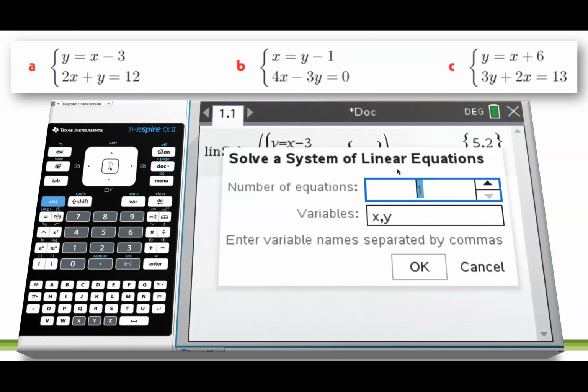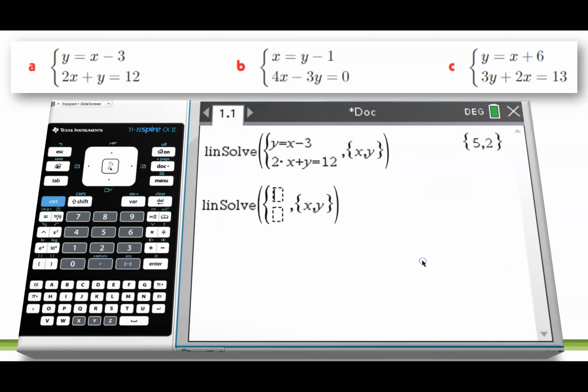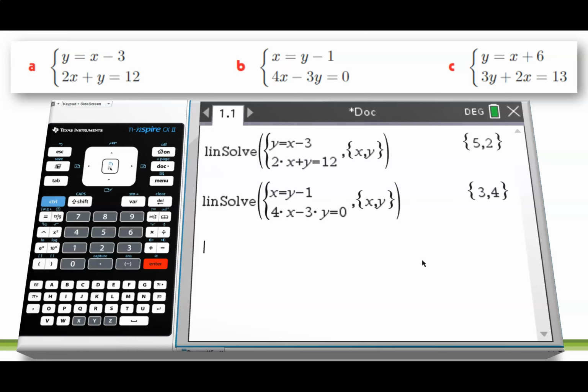Two equations, two variables, x and y. x equals y minus 1. That's a very unconventional way to phrase the problem. Doesn't matter to us, doesn't matter to the calculator. 4x minus 3y equals 0. And it tells us that the answers are 3 and 4. So if x is 3 and y is 4, that middle set of equations is solved.